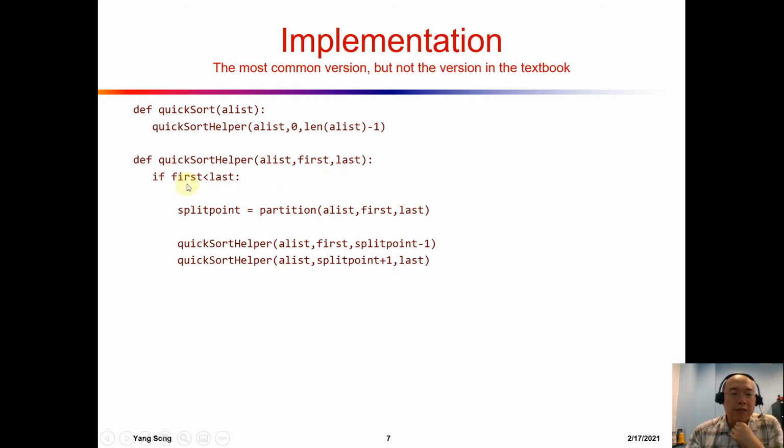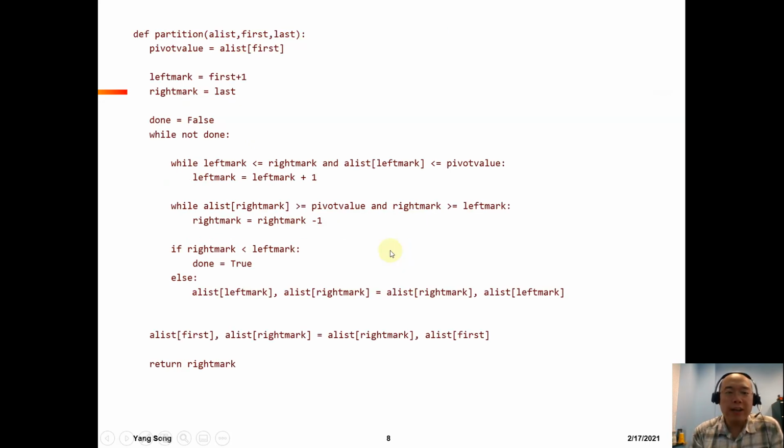Okay, and then if first is smaller than the last, we want to do a partition. For the partition, we are returning the index of the pivot, and we call that the split point. After that, we want to do two recursive calls. For the pivot, we don't touch it anymore, and we just sort the lower half and the upper half of the values.